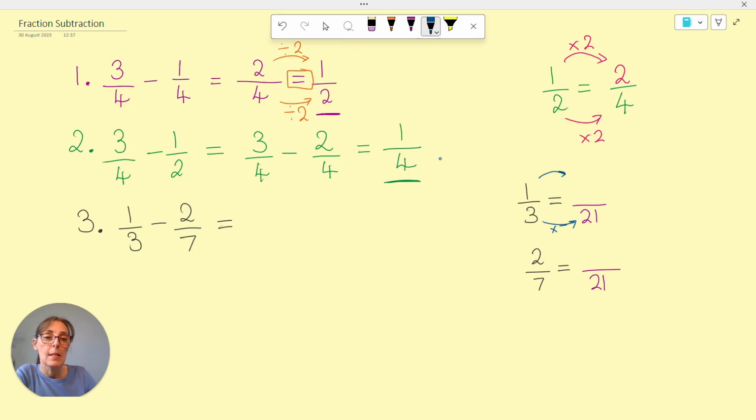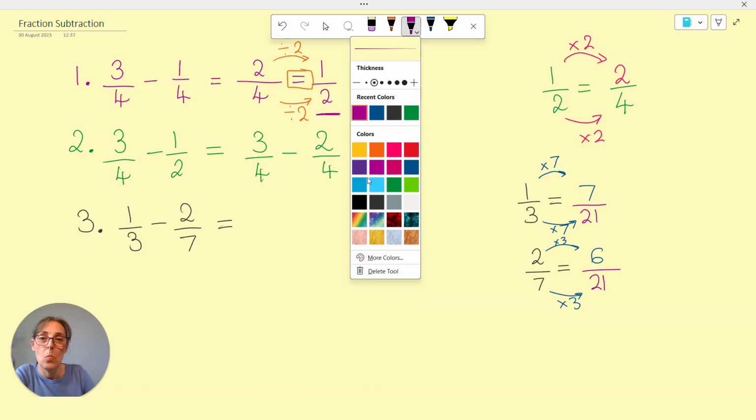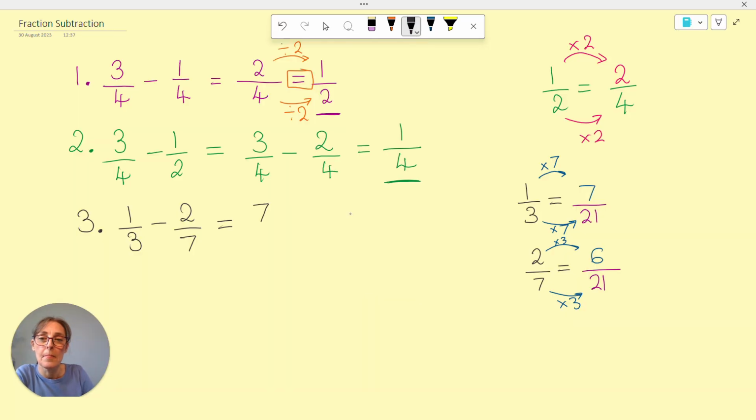So we do 3 multiplied by 7 is 21. So we've got to do the same to the top. 1 times 7 is 7. 7 multiplied by 3 is 21. So 2 multiplied by 3 is 6. 1/3 is 7 21ths. Take away 2/7 is 6 21ths. So we've got 21ths at the bottom. 7 take away 6 is 1. So we've got 1 over 21 there.